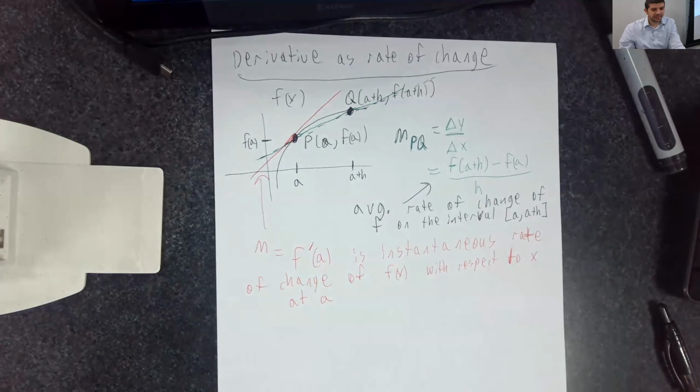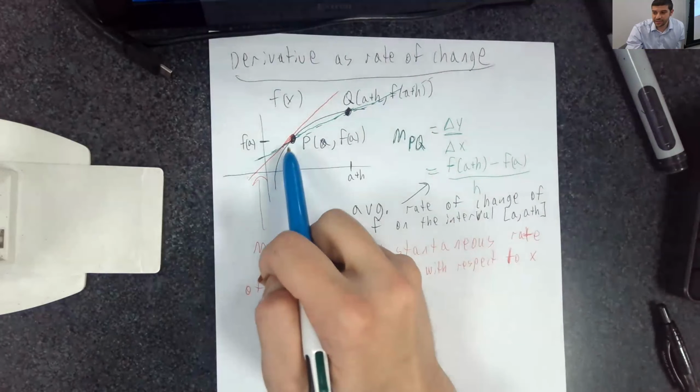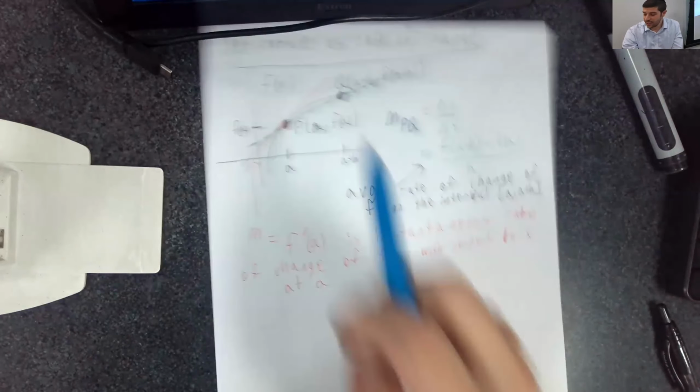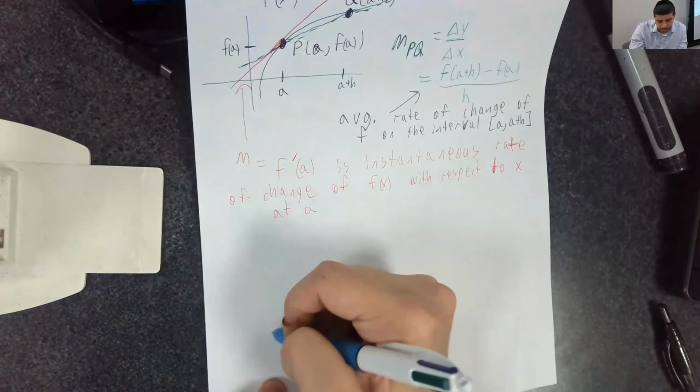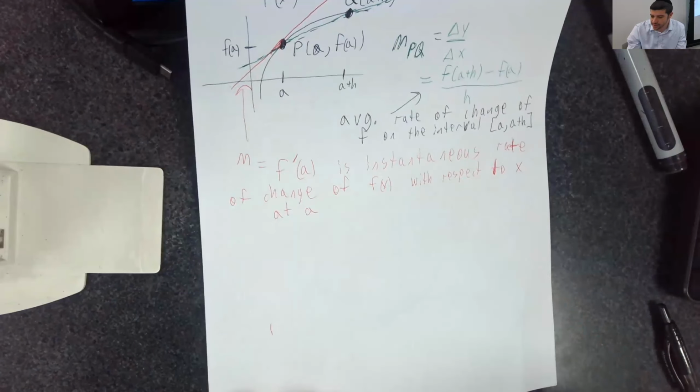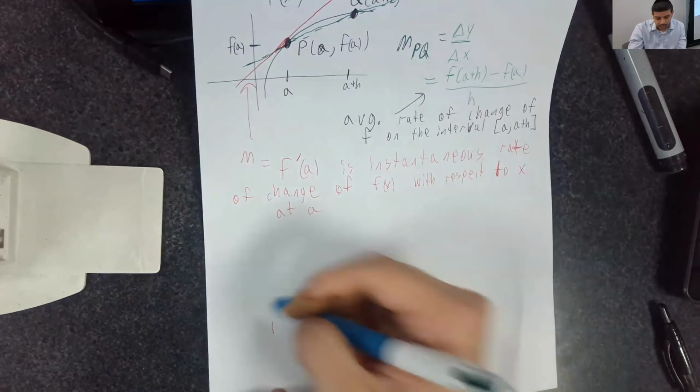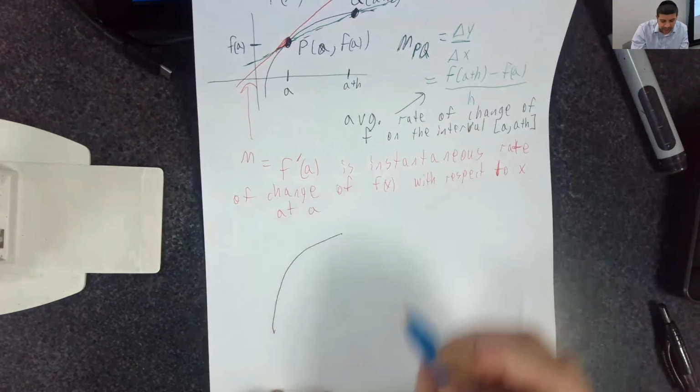Right, so the derivative is the instantaneous rate of change, similar to instantaneous velocity. It's how fast whatever the function you're dealing with is changing at that moment. How fast it's growing or how fast it's decaying. So just as an example, let's write it like this.